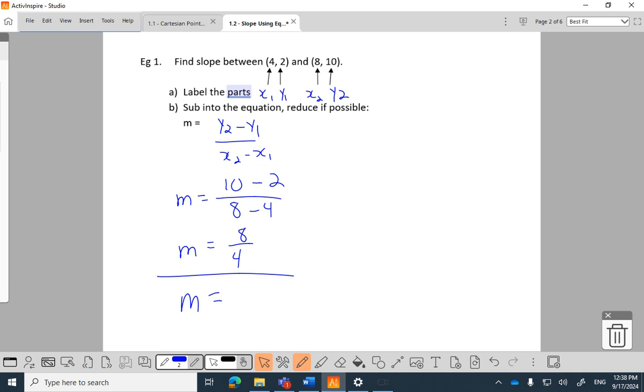Can you reduce it, Gwen? She says it's just 2. Sometimes it reduces so good it's not even a fraction anymore. 8 divided by 4 is 2. Done with slope. The slope is 2. Do you have any questions about that?